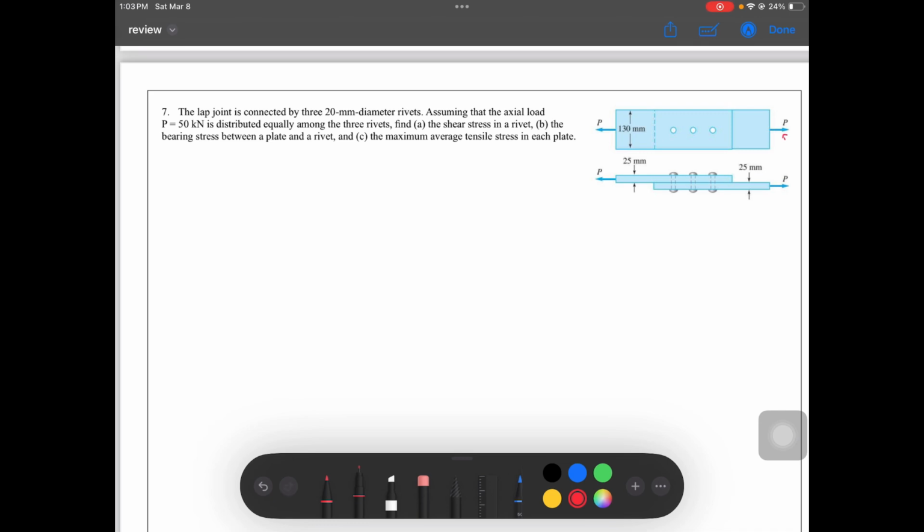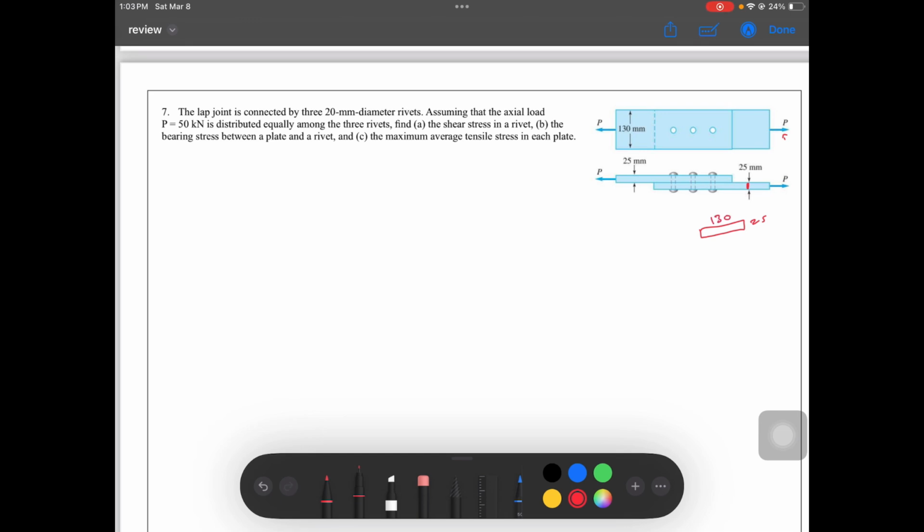So, assuming that the actual load is 50 kN distributed equally among the 3 rivets, find the shearing stress in the rivet, find the bearing stress between the plate and the rivet, and then get the maximum average tensile stress in each plate. So, identical naman yung ating plate. So, isang tensile stress lang yan. And where does it happen, yung tensile stress? Siyempre dito, yung rectangular cross-section na yan, which is 25 mm ang height, and lapad niya is 130.